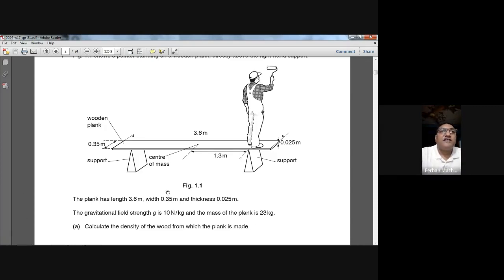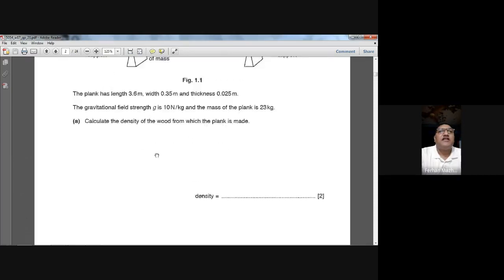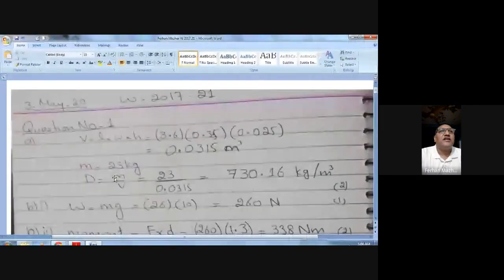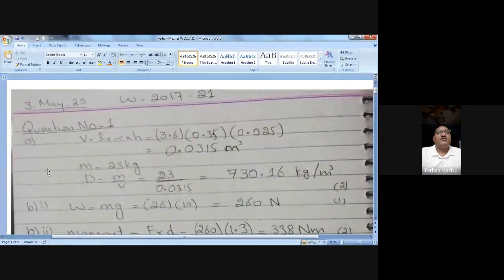I have done this A part on a paper. Let me show you. It's a 2-mark question. On your screen, I hope you can see question number 1A part. Volume is equal to length into width into height: 3.6 into 0.35 into 0.025. The answer will be 0.0315 meter cube.